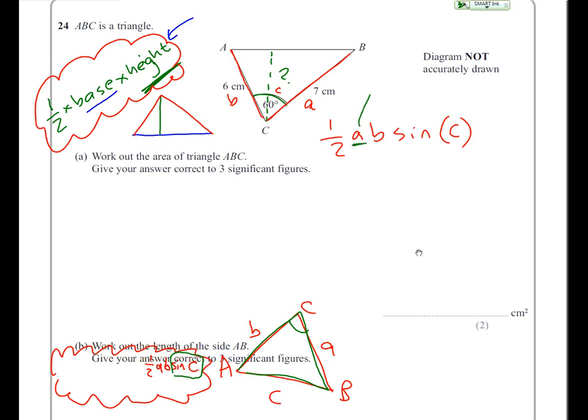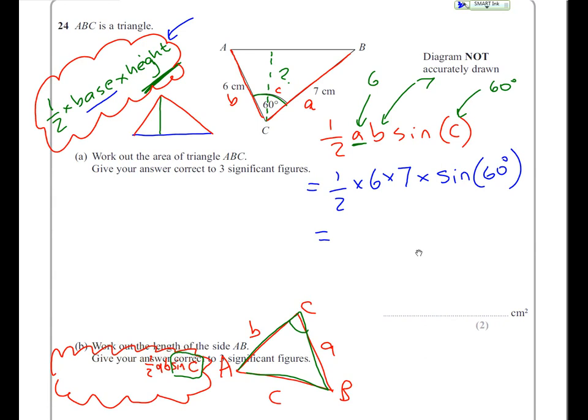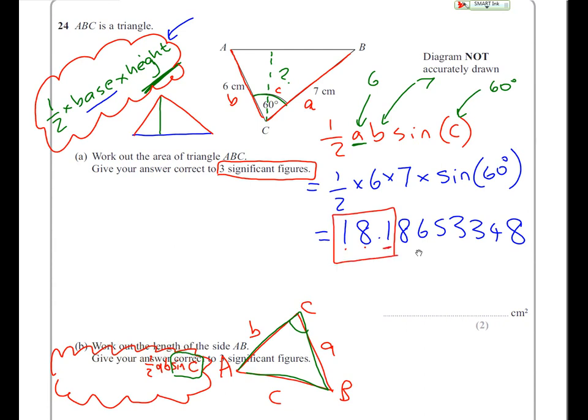Our A value is 6, our B value is 7, our C value is 60 degrees. So we do a half times 6 times 7 times sine of 60 degrees. And I'll type this into my calculator now. A half times 6 times 7 times by sine 60 equals, as a decimal, 18.18653348. Reread the question, 3 significant figures. So we go 1, 2, 3, put a box around it. This is a number that might change. We look next door, the 8 does round up, so you get 18.2, and your units are therefore centimetres squared.